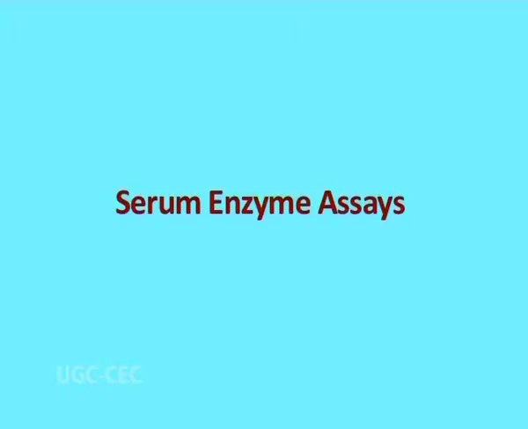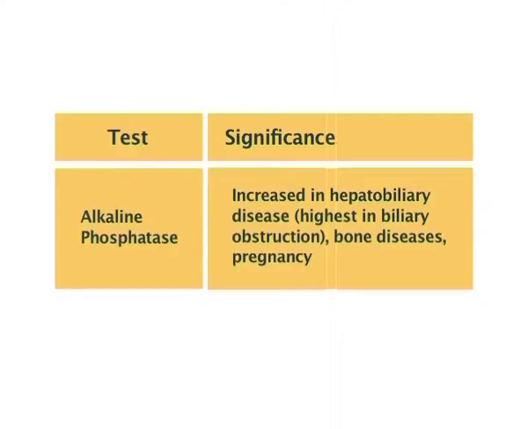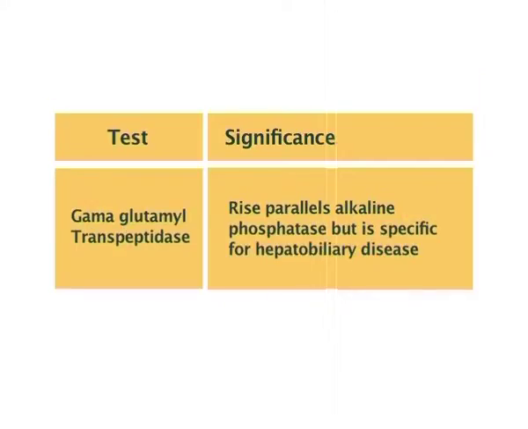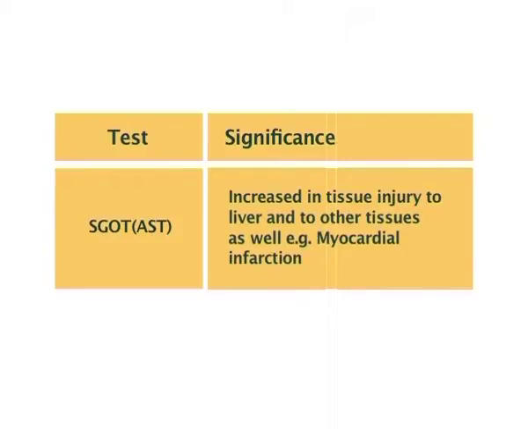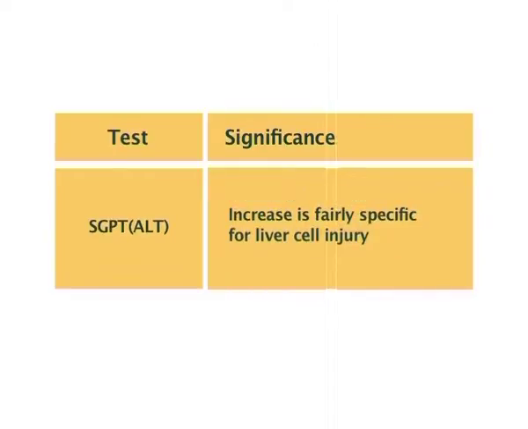Now coming to the second table, which is serum enzyme assays. Here we measure alkaline phosphatase, the significance of which is that increased levels are seen in hepatobiliary diseases, highest in biliary obstruction, bone diseases and pregnancy. Gamma glutamyl transpeptidase rises parallel to alkaline phosphatase but is specific for hepatobiliary diseases. The next enzymes, transaminases. These are the SGOT and SGPT. SGOT is seen increased in tissue injury to liver and to other tissues as well, for example, in myocardial infarction. SGPT increase is fairly specific for liver cell injury.